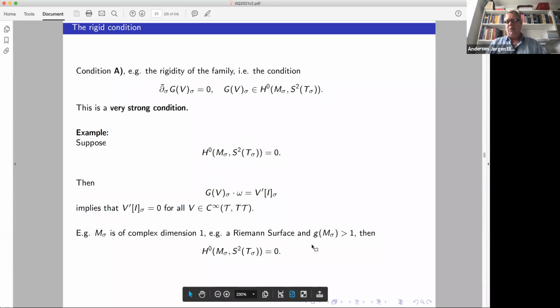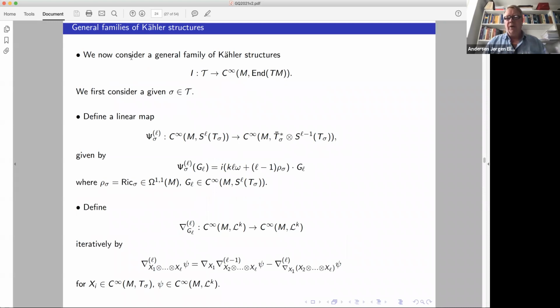As I wrote down here, if you have a Riemann surface of genus bigger than 1, then there will be no sections of the second power of the tangent bundle. So this is very limiting. We really need to remove this rigidity condition. And so now let me start embarking on how we should go about removing this.